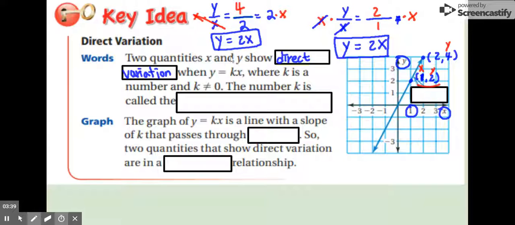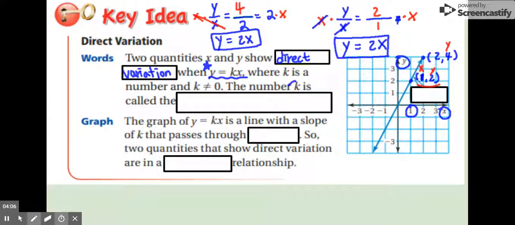So this y is equal to kx is not out of nowhere. You guys already know how to get to this equation. If you compare y to x by using one of the coordinates, one of the points on the line, then you will get to this equation. So this is not something new. Where k is a number and k is not going to be 0. If k is 0, then we don't need to talk about this.